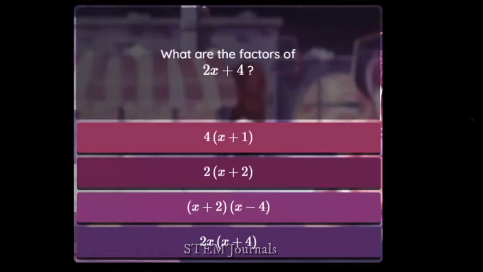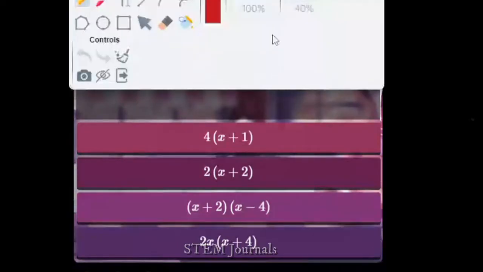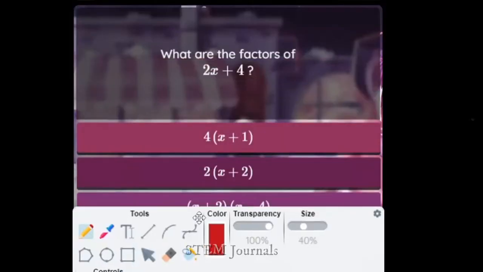Recall lang din naman ito. Start tayo with this first item. What are the factors of 2x plus 4? So kapag ganito naman, two terms yung involved. So we're just going to factor out their GCF lang naman, and then divide each term by the GCF.